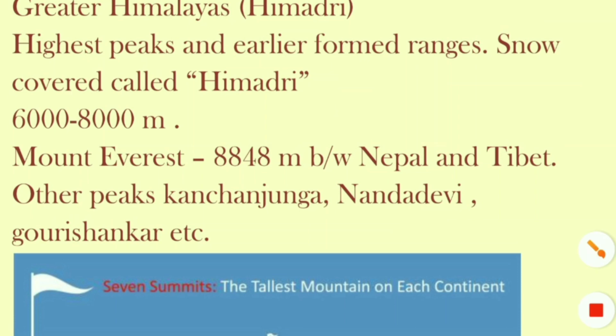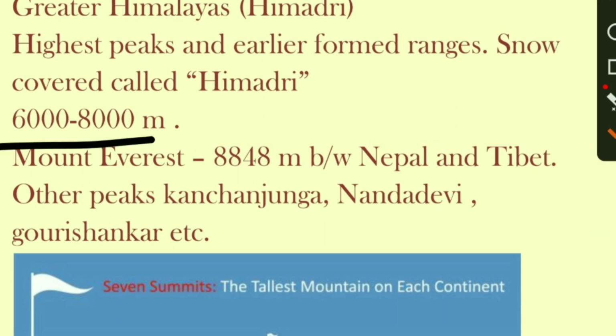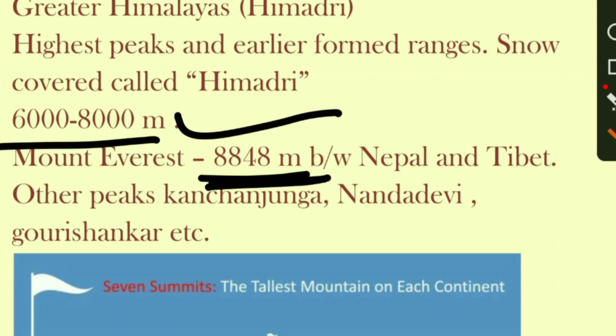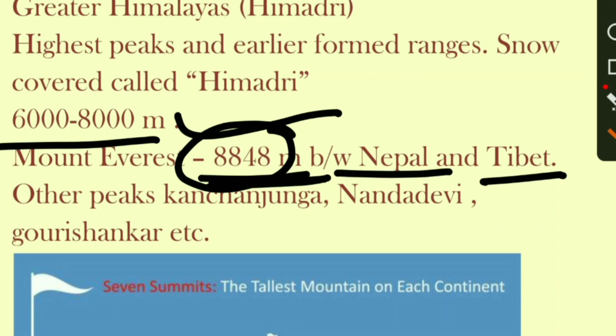Then the average height of the mountains in Greater Himalaya is 6,000 to 8,000 meters above sea level. The highest peak in this mountain range, the Himadri, is Mount Everest. Height of Mount Everest is 8,848 meters. Recently Mount Everest has been scaled again and its height is 8,850.86 meters. But in your textbook, it is given as 8,848 meters. Mount Everest falls between Nepal and Tibet.